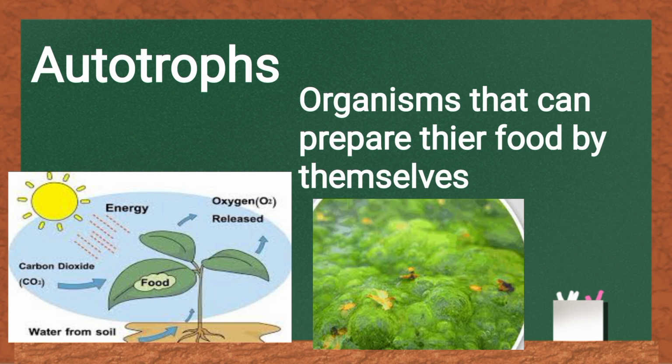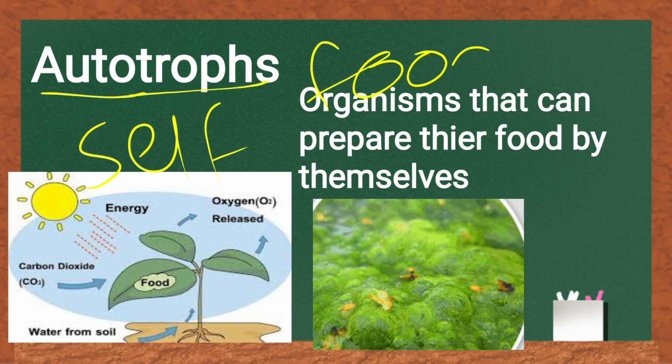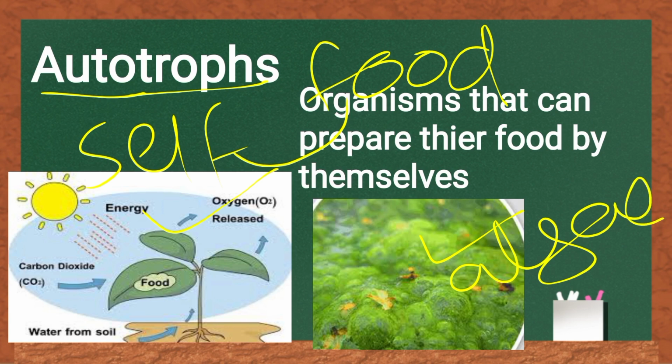Now autotrophs. Here the word auto means self, and troph means food, so an organism which can make food by itself is known as an autotroph. The best example is plants. Everyone is surrounded by many plants and you see them every day. And also algae. Algae are also autotrophic organisms, which means that they can prepare their food by themselves, and much of the oxygen that is produced in the environment, in the biosphere, is produced by algae.